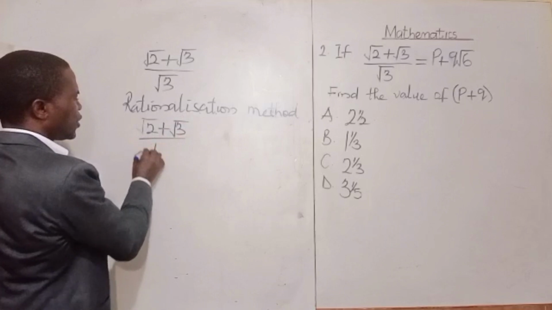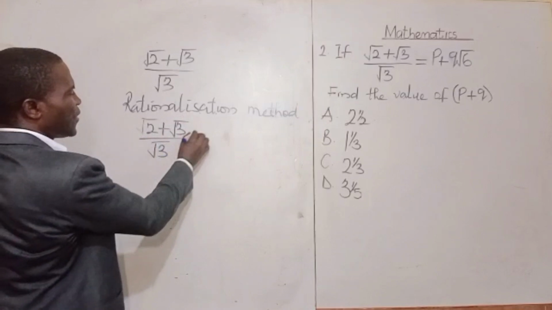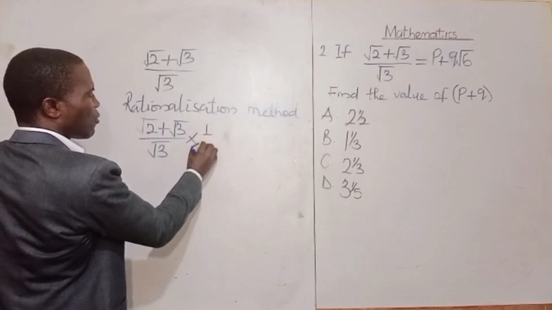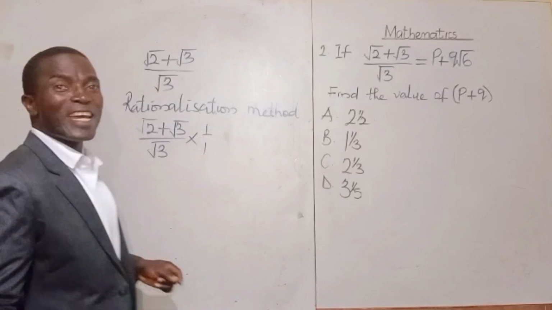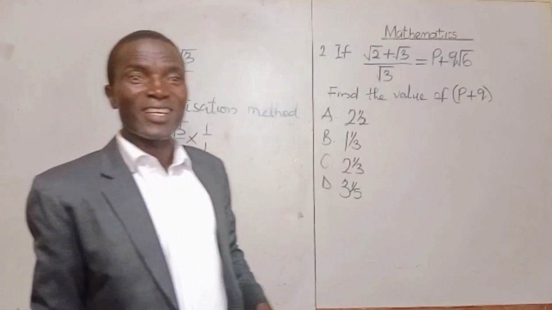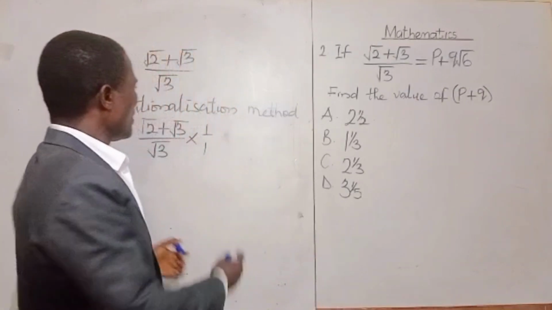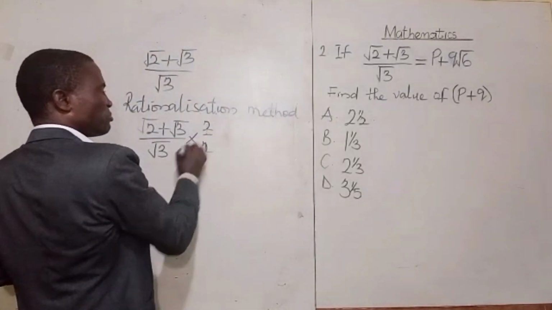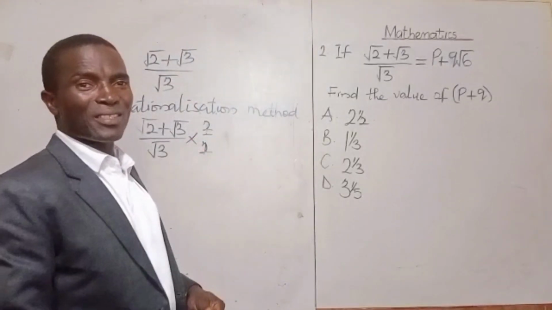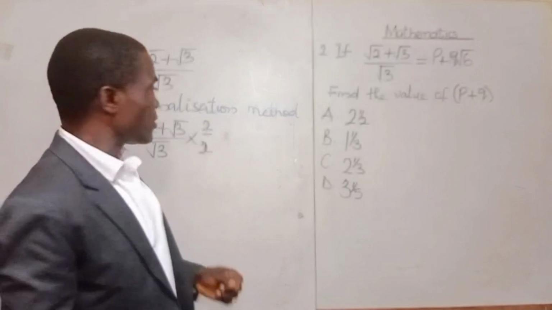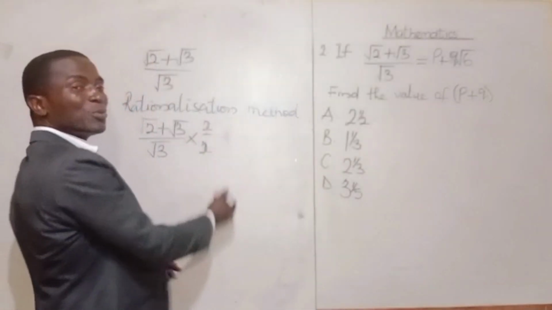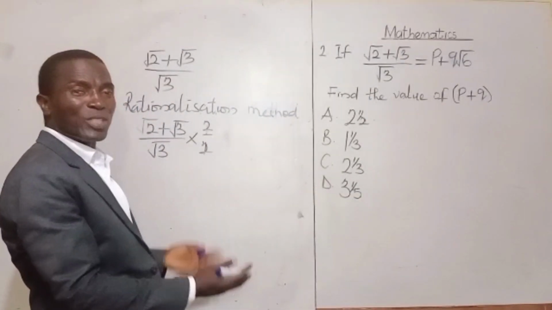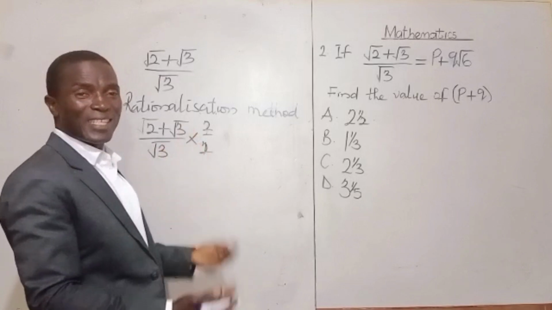all over root 3. If I multiply this one by 1 all over 1, I've not done anything different. It's still the way it is. If I multiply this one by 2 all over 2, I've not made any difference. It's still the way it is. The reason is because these two can cancel these two. Then it becomes 1, which is exactly the way it is.